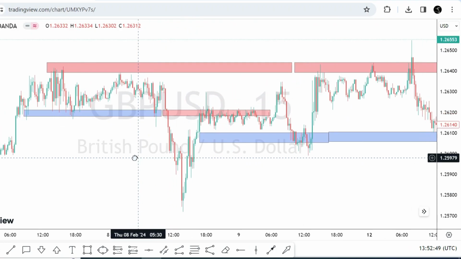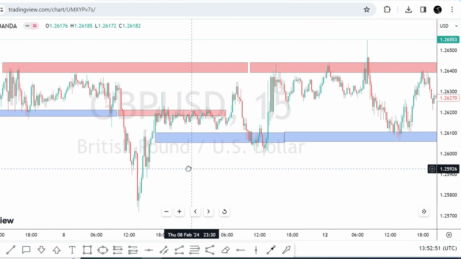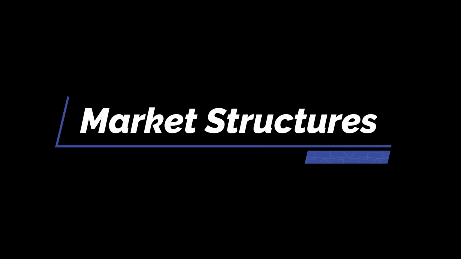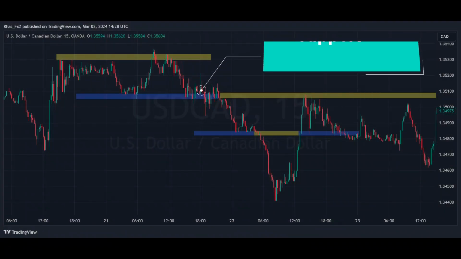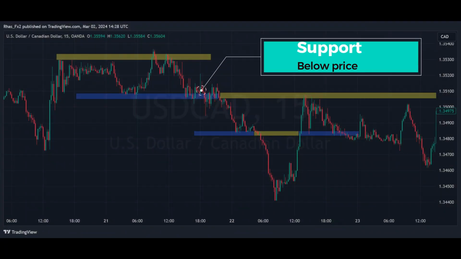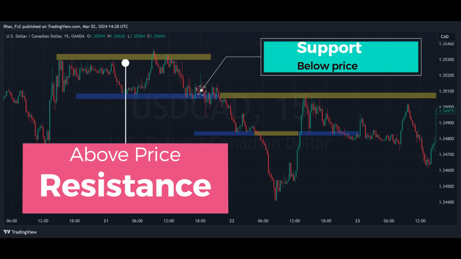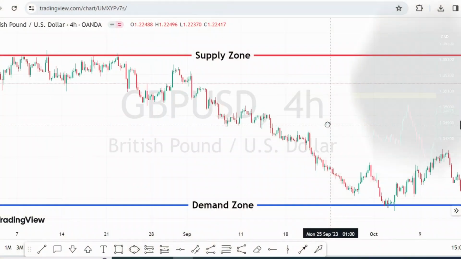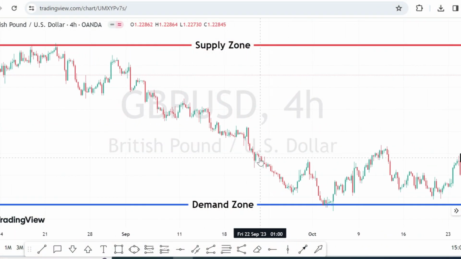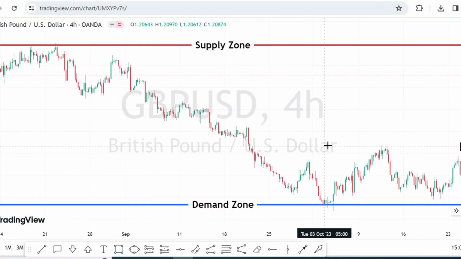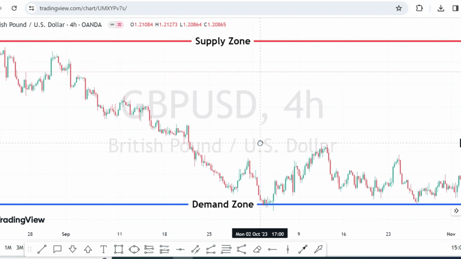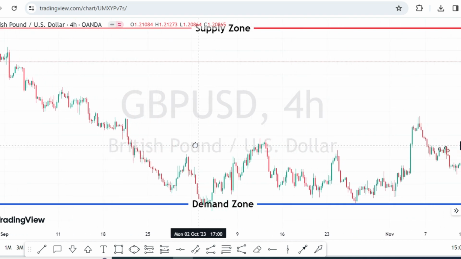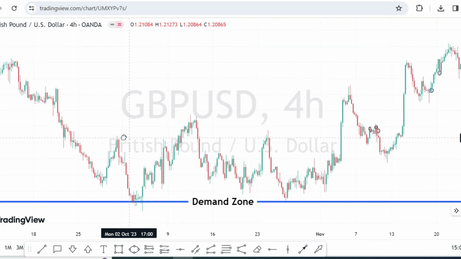But of course, before we can talk about break and retest, we need to understand what market structures are. Market structure is a collective term for support and resistance. These are zones or levels on the chart where price would usually do a simple retracement or a complete reversal of a trend. Typically, the zones where price tends to reverse strongly and aggressively are called supply and demand zones, which are stronger versions of support and resistance. But that's not the topic for today.